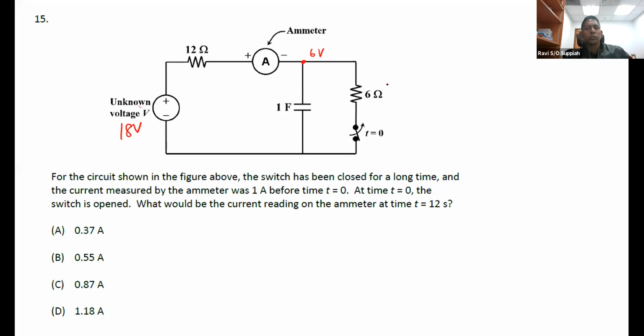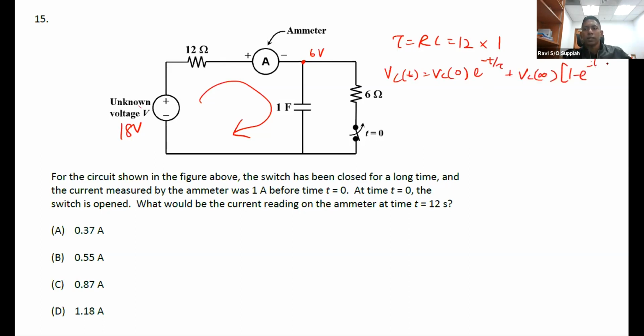After I open the switch, there's nothing flowing here anymore, so it's only within this loop over here. Since you have a single R and a single C, you can calculate tau as RC, which is 12 times 1, which is 12 seconds. And you apply your standard formula for VC. So VC will be VC0 e to the minus t by tau plus VC infinity times 1 minus e to the minus t by tau.